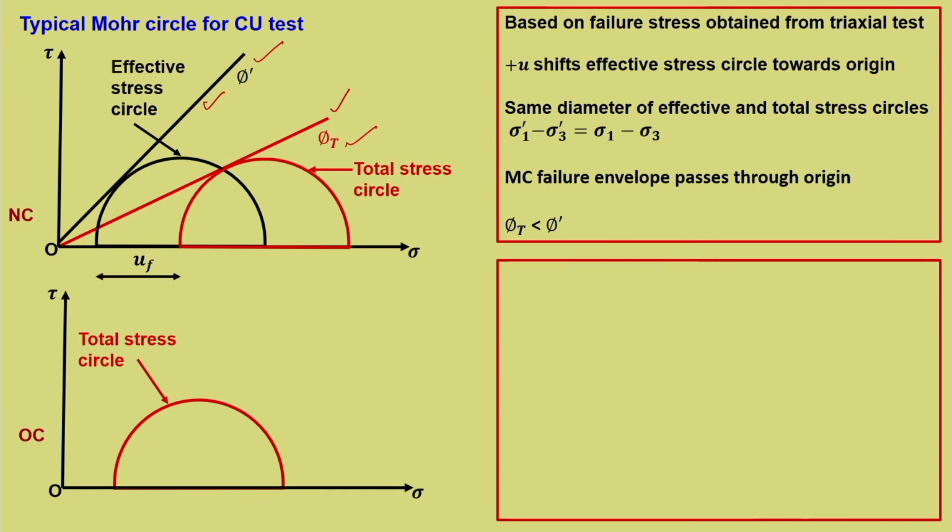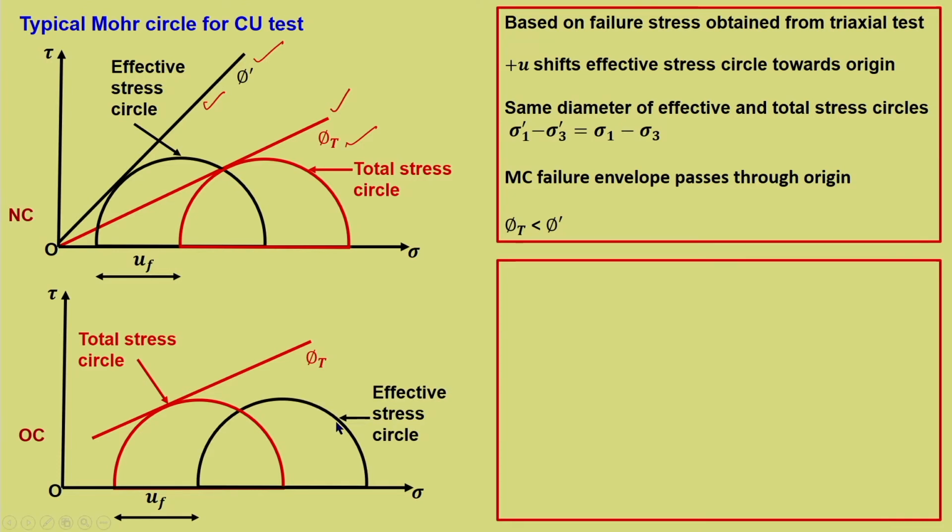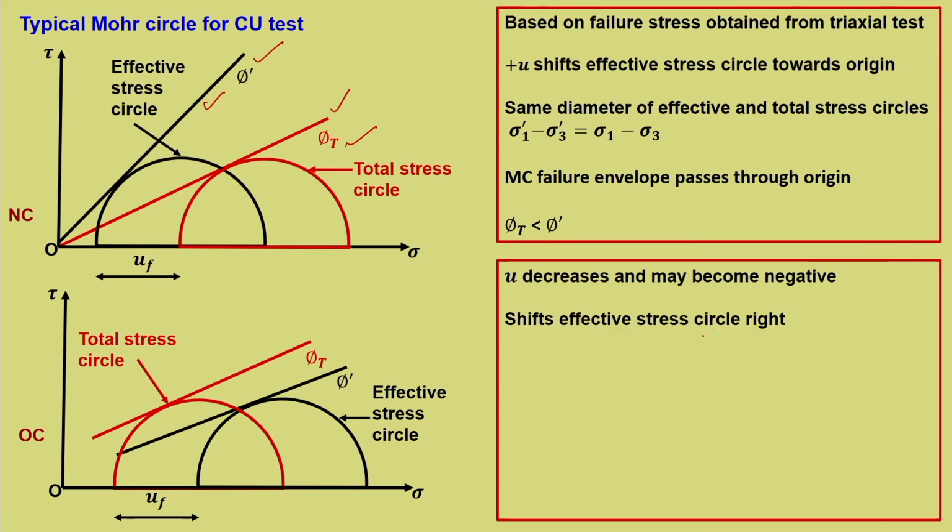So, for OC, the total stress circle is given as follows and phi t is drawn, and you can see that it does not pass through origin. So, here since the soil has the tendency to dilate, the pore water pressure will be less. So, it will tend to be negative, and hence we will have effective stress circle moving towards the right and the failure envelope drawn as phi dash. So, u decreases and may become negative, shifts the effective stress circle towards right, same diameter, same explanation.